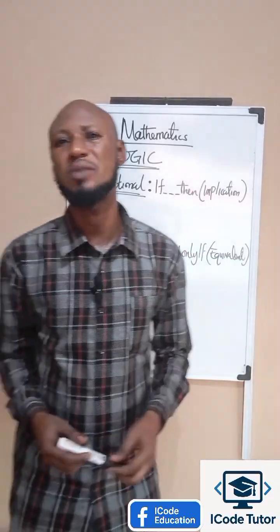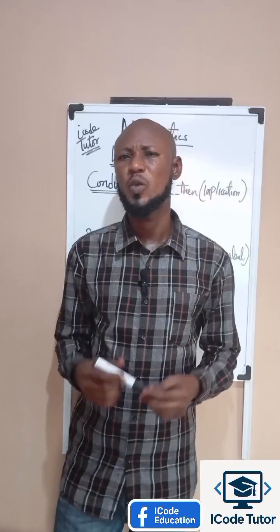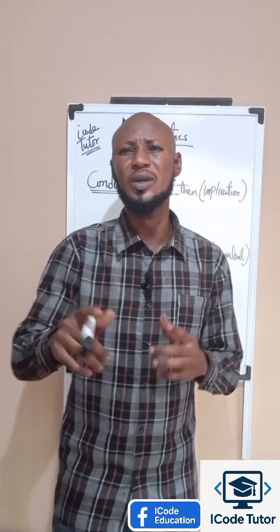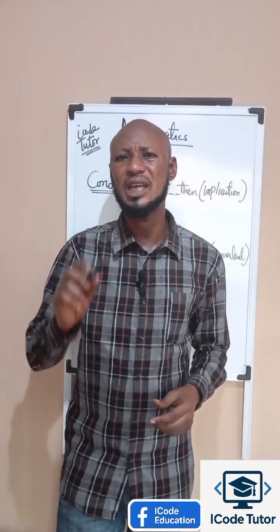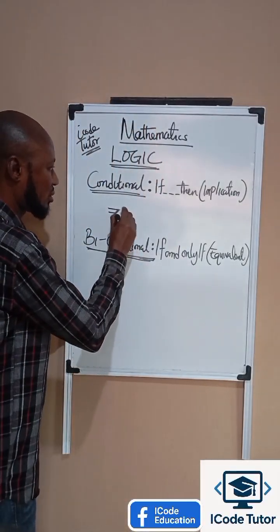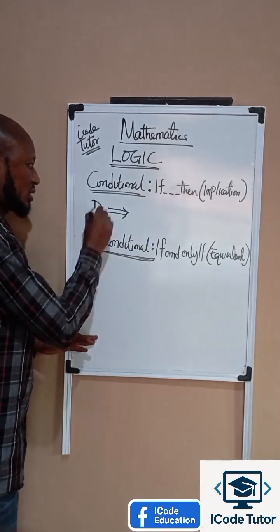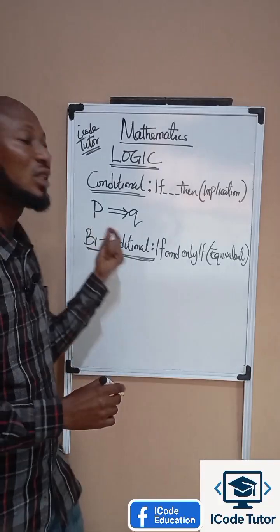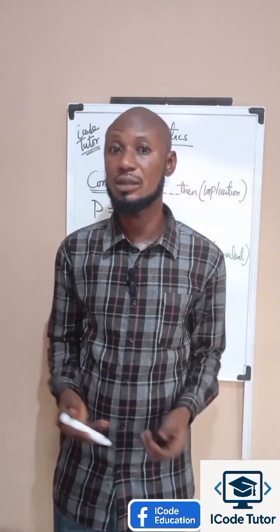Implication is a logical relationship between two statements where the truth of one statement follows from the truth of another statement. In logic, implication is typically represented by the arrow symbol. When you have this symbol, it denotes implication, like one sentence implies another sentence, that P implies Q.